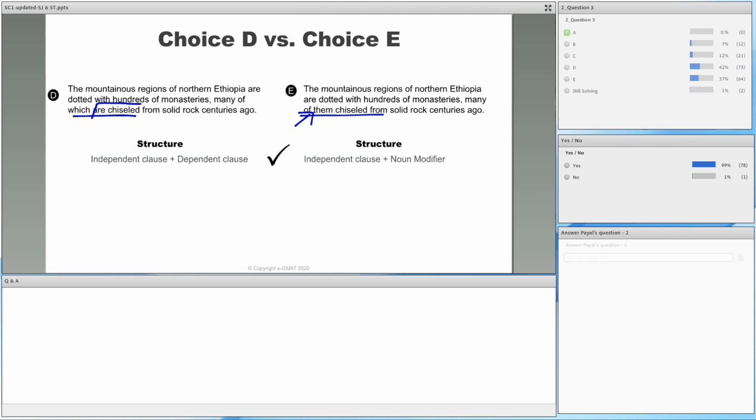However, it is just this verb that makes choice D incorrect. As I said before, if we turn are into were, then choice D will also become correct. So structurally, both structures are fine. It's just the grammar of choice D that makes choice D incorrect. Make sense? Now, all of us, yes or no? Do we all understand why choice E is right? Great. I can see a lot of yeses coming in, so that's a good sign.